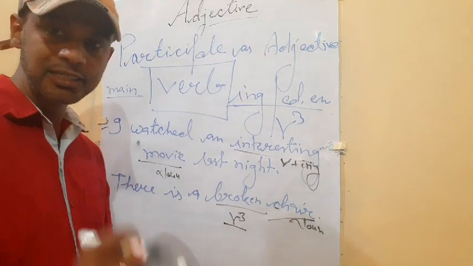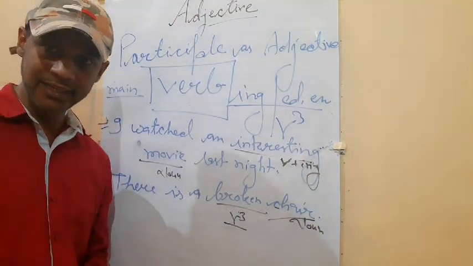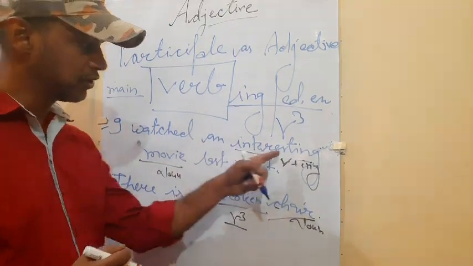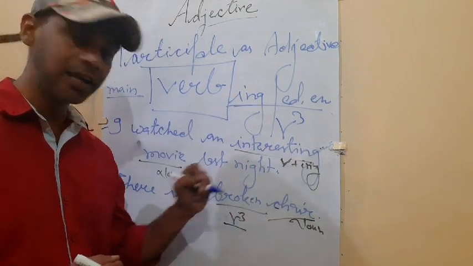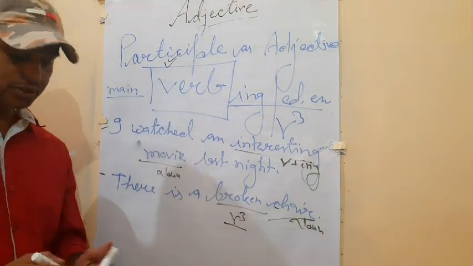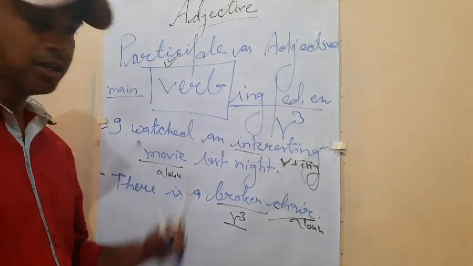Got now? Participle means verb third form, works as adjective, okay, and it tells the quality of any noun. So interesting and broken both are verbs, and it tells the quality of the noun. That's why these are known as a participle. Got now? Okay, now the last part of the adjective. Let me remove first.